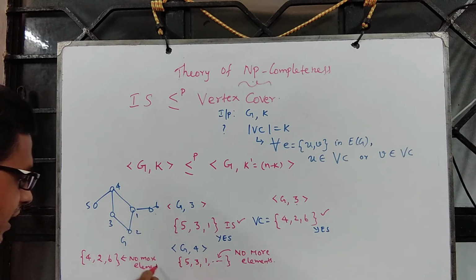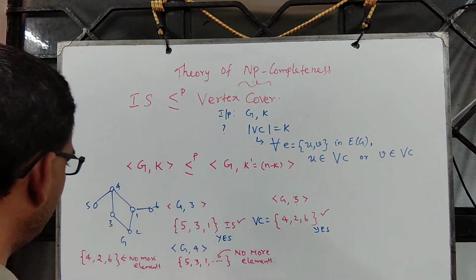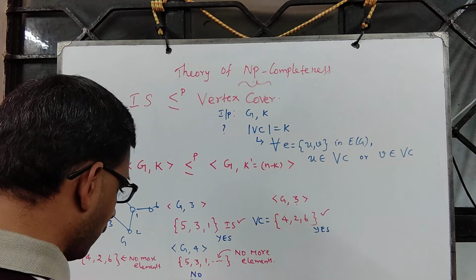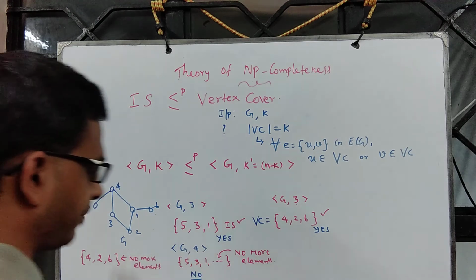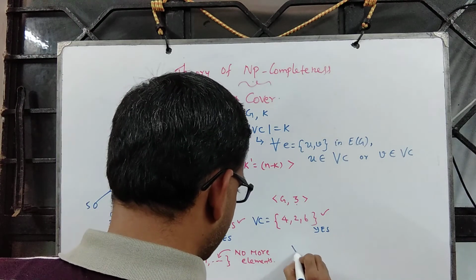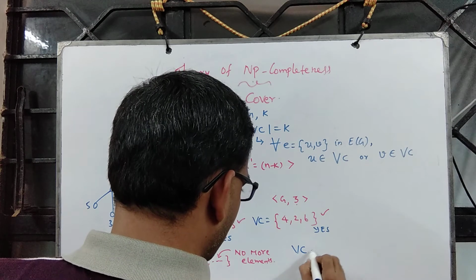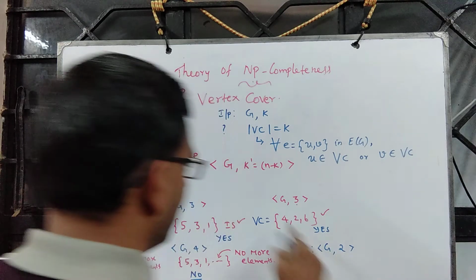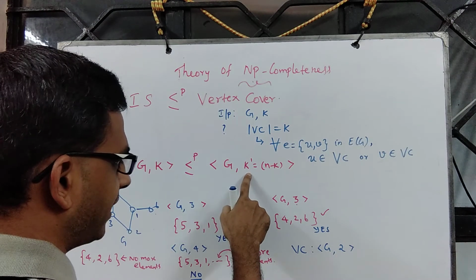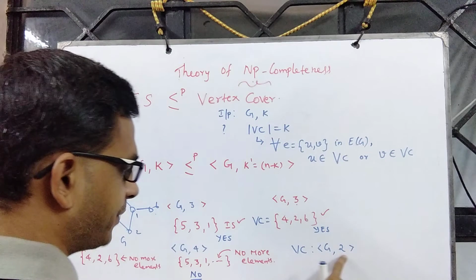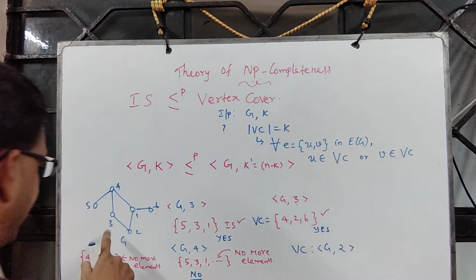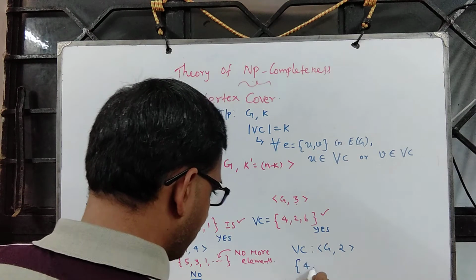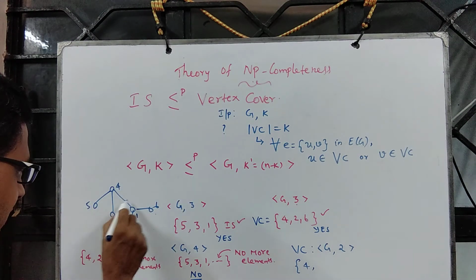So now you see that this one does not have an independent set of size 4. So the answer to this question is no. Let's experiment whether for vertex cover it is G comma 2. Correct? Graph remains the same. K prime is 6 minus 4, which is 2. Now can we find a vertex cover of size 2? Suppose I start with 4. Then these edges are covered.